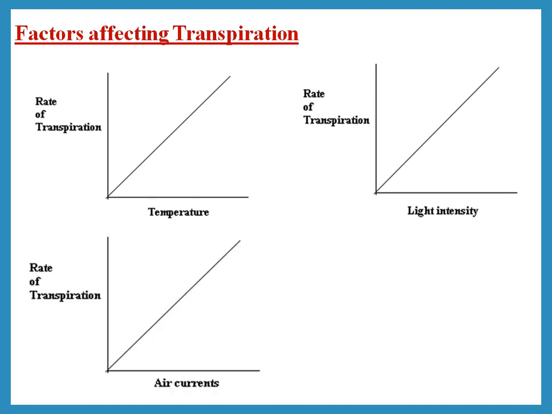What else? Air currents. Now, if it is a windy day, then the rate of transpiration will increase, because we need to maintain the concentration gradient. Do you remember what's diffusion? It's down the concentration gradient, so I need inside the leaf to have more water vapor than outside. So if the air currents or the wind remove the water vapor as it comes out, then more and more water vapor will diffuse out. So the transpiration will be fast.